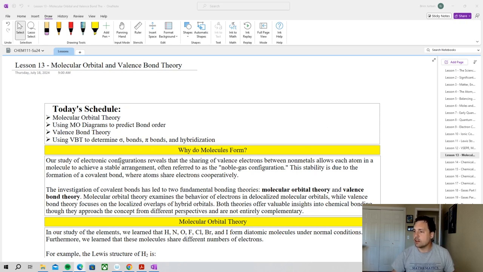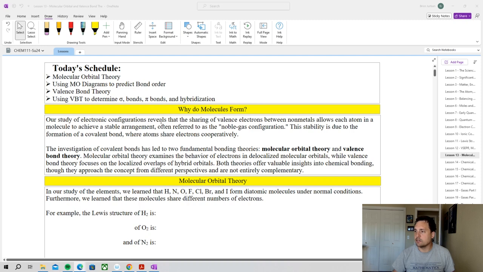To begin with, if we look at our study of electronic configuration so far, it's revealed that the sharing of electrons in the valence shell between nonmetals allows each atom to achieve a stable arrangement, which we've been calling a noble gas configuration. This stability is due to the formation of a covalent bond where atoms share electrons cooperatively. The covalent bond has a specific energy that's associated with it that gives additional stability to the atoms so that they want to share in a partnership.